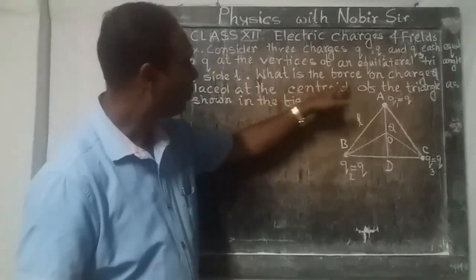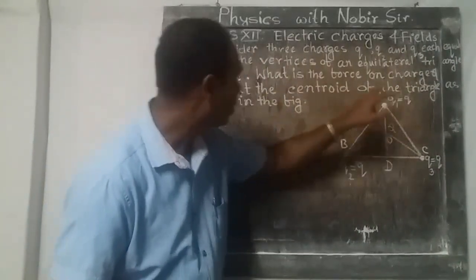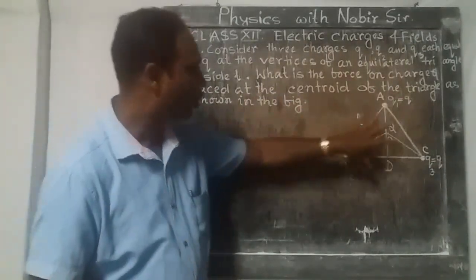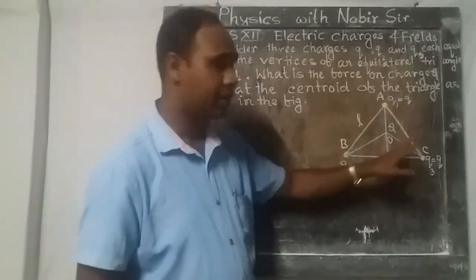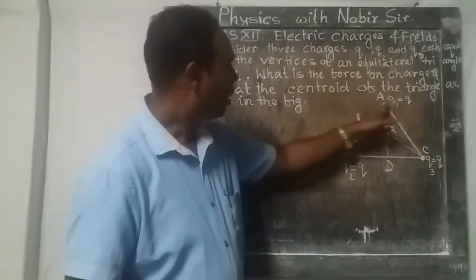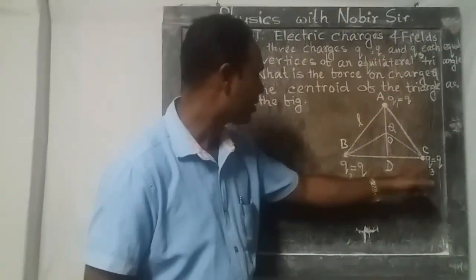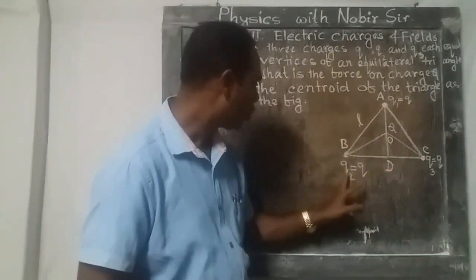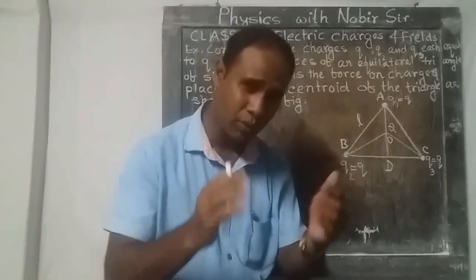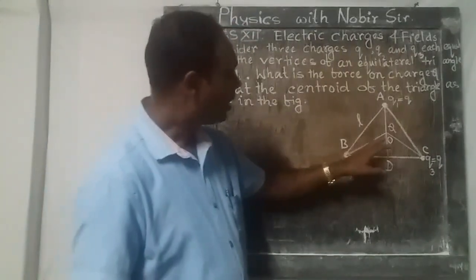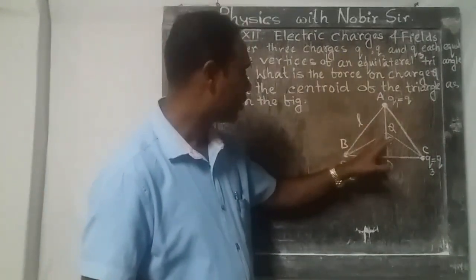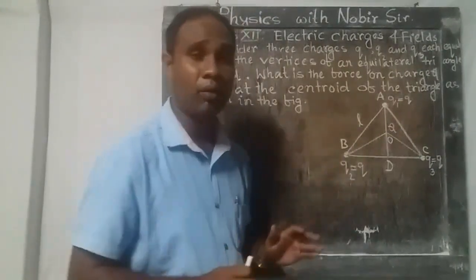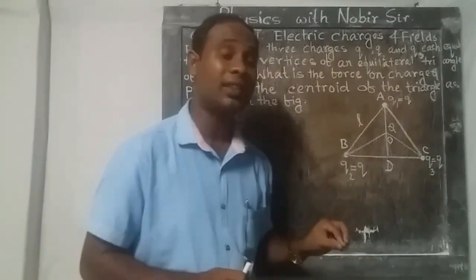Now what is the force on charge Q placed at the centroid of the triangle, as shown in the figure? Suppose this is an equilateral triangle, and the three charges are placed at the vertices of the triangle: Q1, Q2 and Q3. All have the same magnitude Q, and a fourth charge, capital Q, is placed at the centroid of the triangle. Now we have to calculate the total force on the charge capital Q.